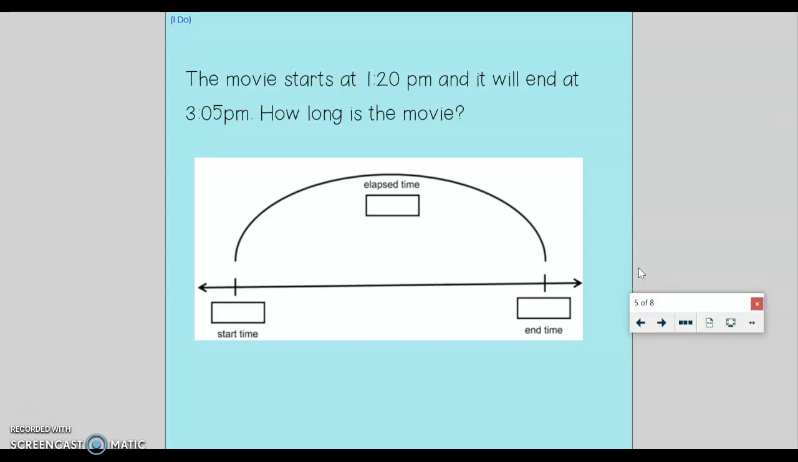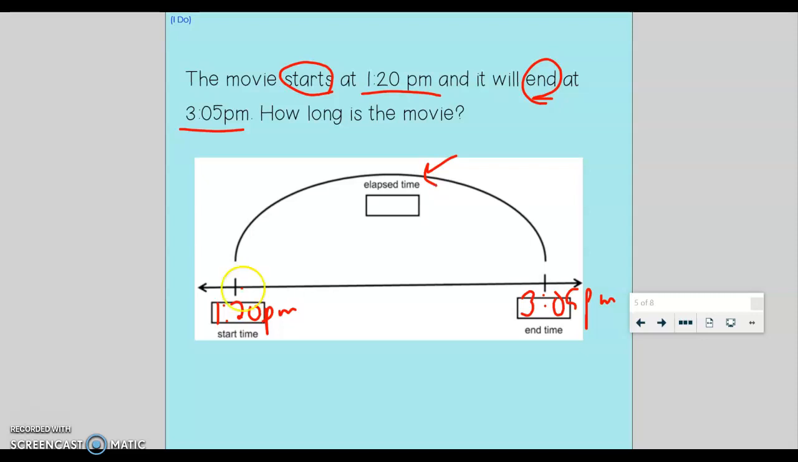Let's see, are there any keywords? Oh yes, I see the word start. And then it says 1:20 p.m. So I can mark that in my start time. And then, I see the word end, and I see the time of 3:05 p.m. mentioned after. All right, so I have a start and an end time. That means what am I looking for? I'm going to be finding my elapsed time. So I'm going to start at 1:20 and count my way using our mountains and our hills of hours and minutes to stop when I get to 3:05 and calculate how much time has passed.